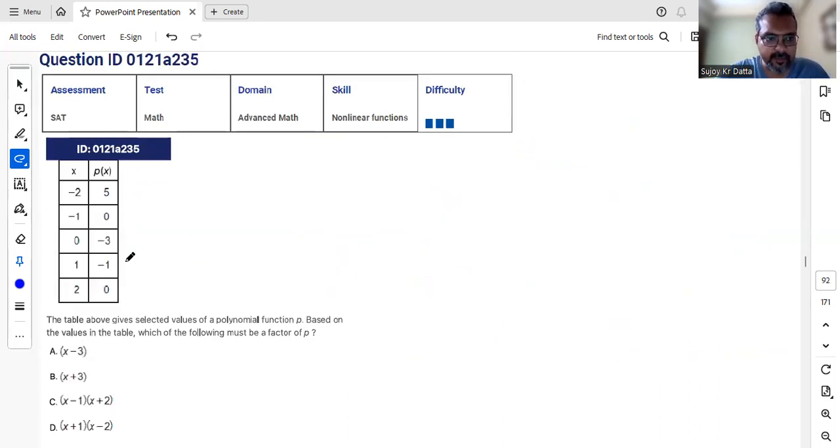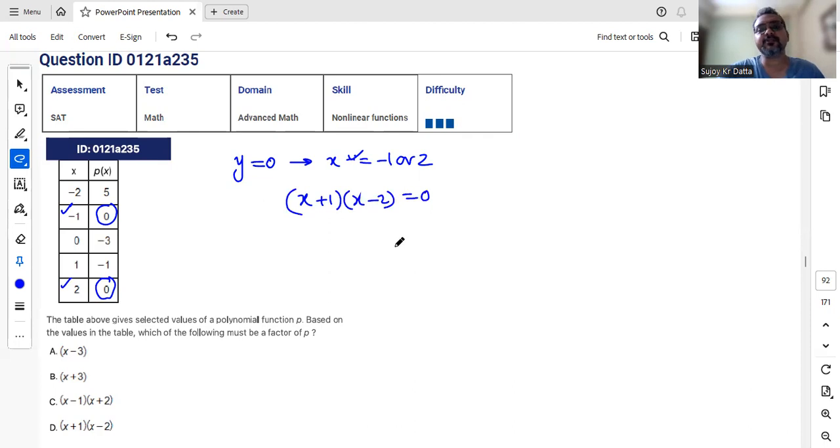So you have got a set of values of x and y, and they're saying which of the following is a factor. For any value of x, whenever y is 0, that value of x gives a factor. So y is 0 here and here. So x has minus 1 and x has 2. That means your factors must have been x plus 1 times x minus 2. That's what you had solved. So they're saying which of the following must be a factor. So x plus 1 times x minus 2. So that is option D.